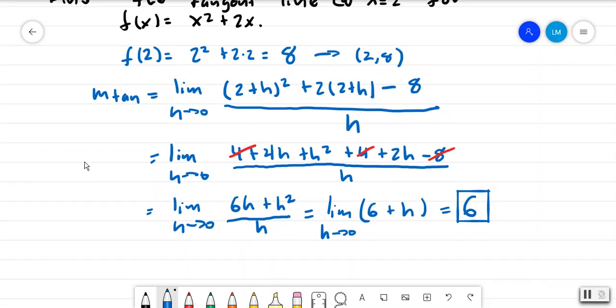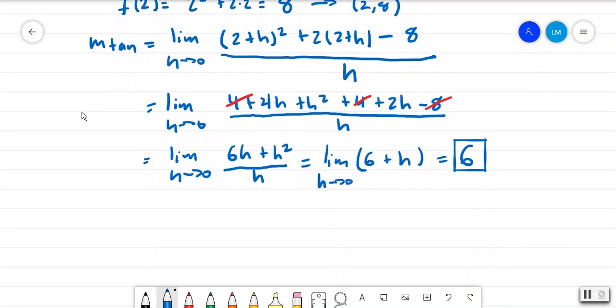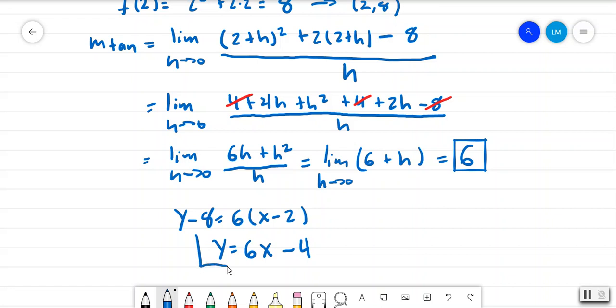In calculating this tangent line for x squared plus 2x, we would use the formula. So we have y minus 8 equals 6 times x minus 2, which in this case is going to be y equals 6x minus 4. So this is going to be our tangent line, 6x minus 4, and that's the slope.